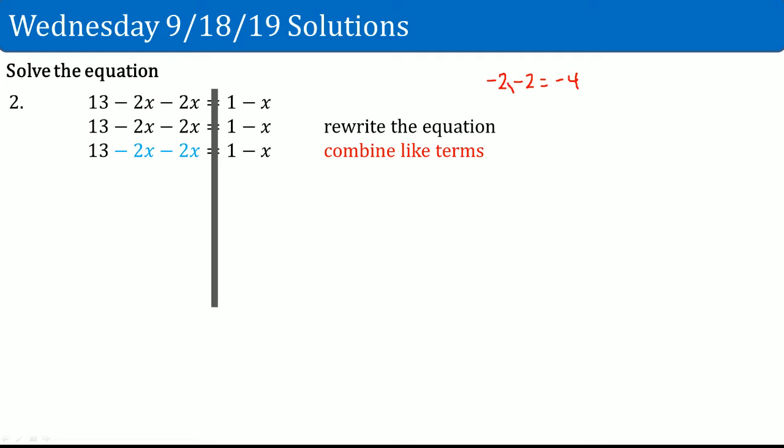But there's an x in front here, so there's an x here, so there's an x here. They all belong to the x family. So what do you get there? Boom, negative 4x. The 13 comes straight down. So you get 13 minus 4x equals to 1 minus x.